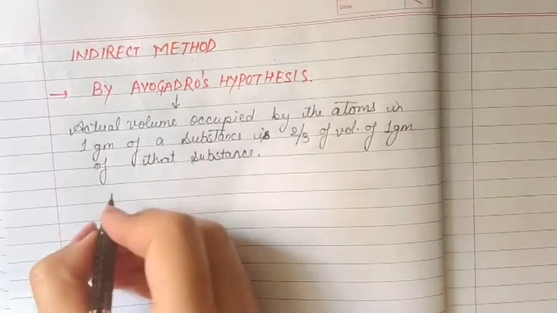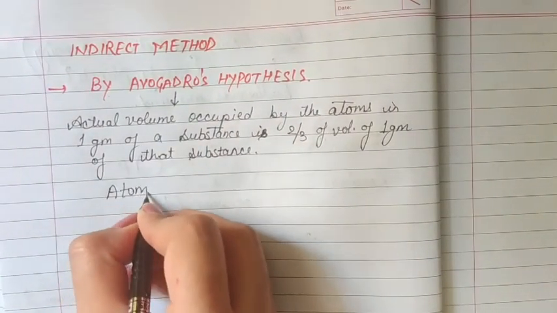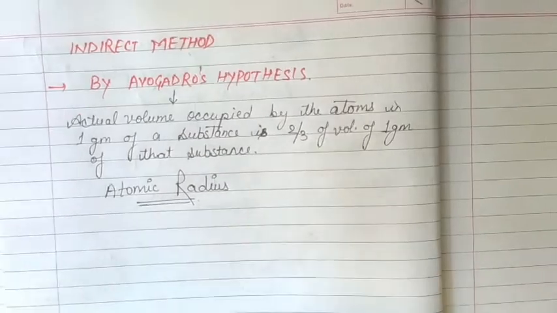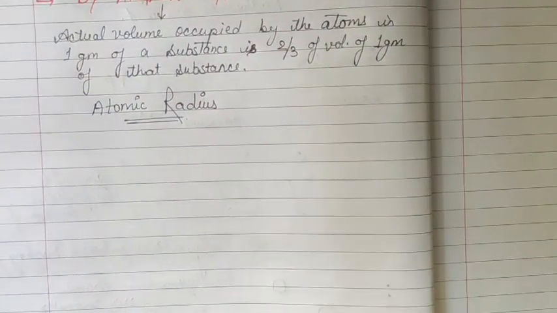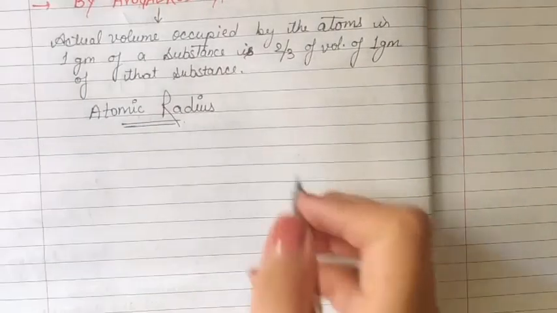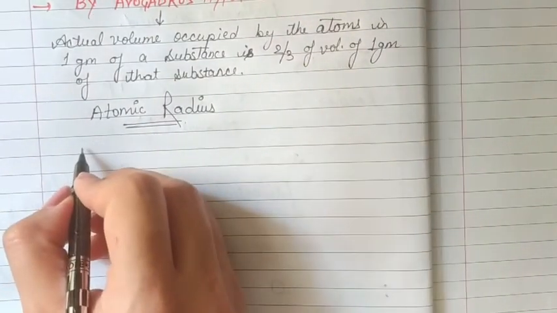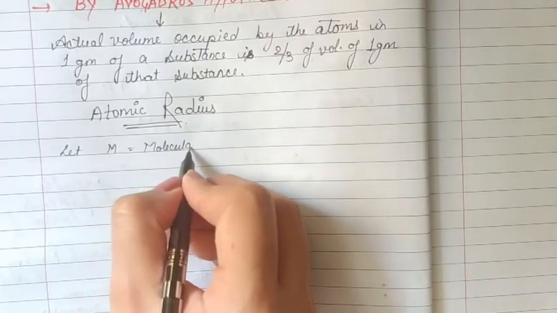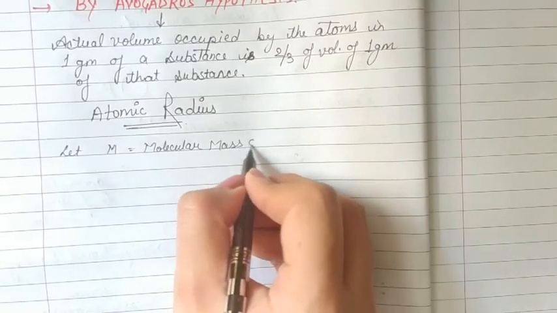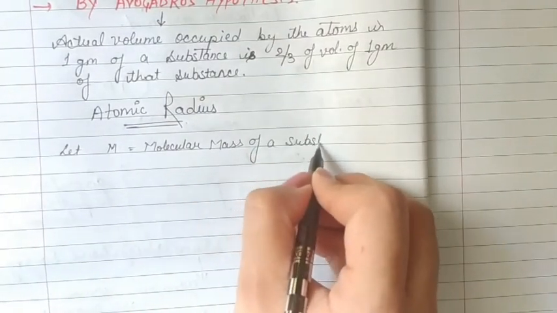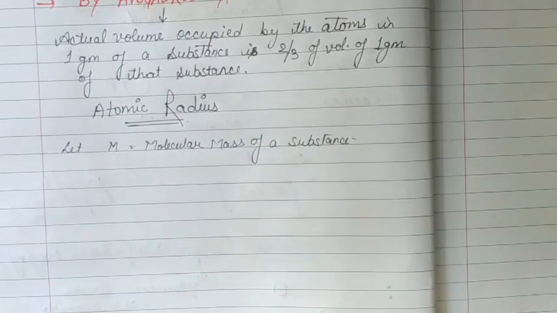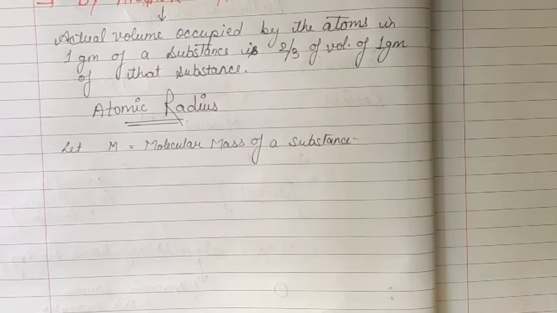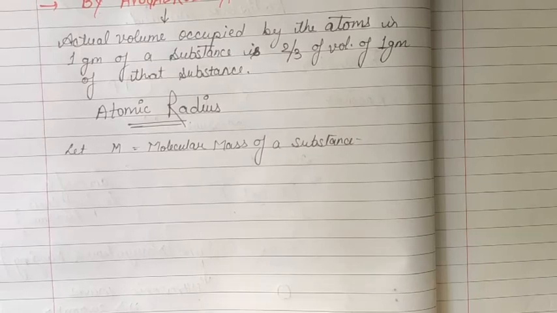Okay, so we use this technique to find small distances, and here the example we are taking is of atomic radius. So by using Avogadro's hypothesis we are going to find atomic radius or radius of an atom. Okay, so we are considering that we have a molecular mass of a substance, let that mass be capital M. Then this means that M grams of the substance will contain N number of atoms. N number of atoms means Avogadro number of atoms.